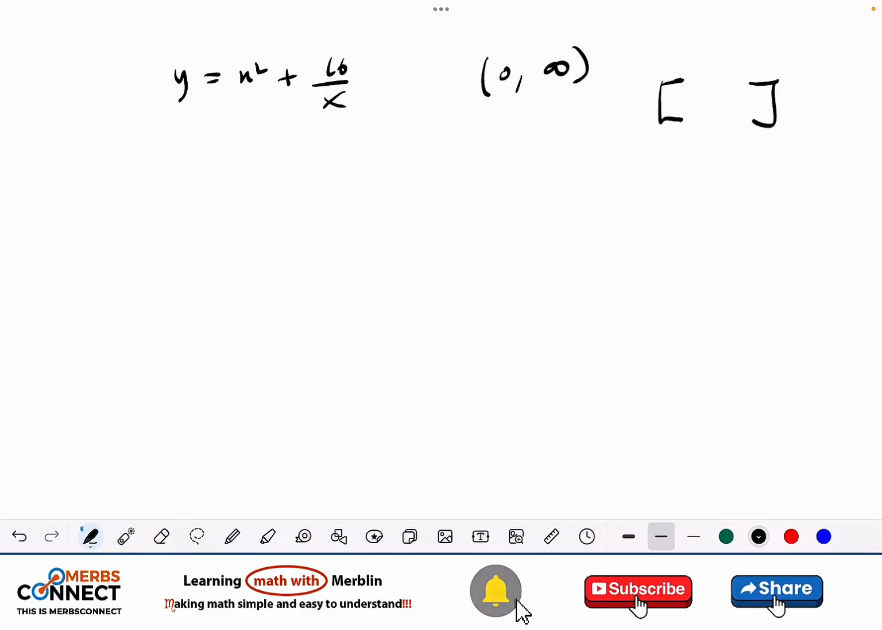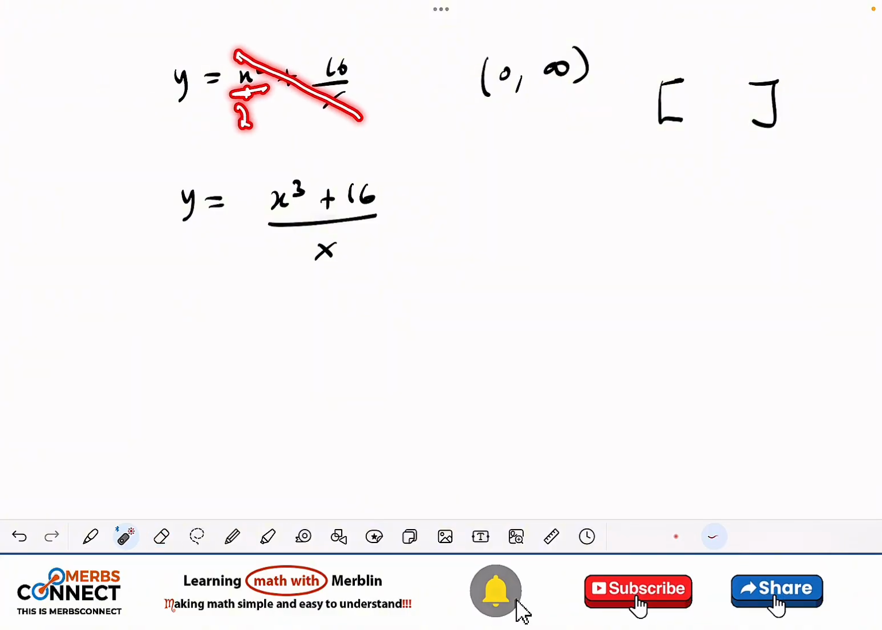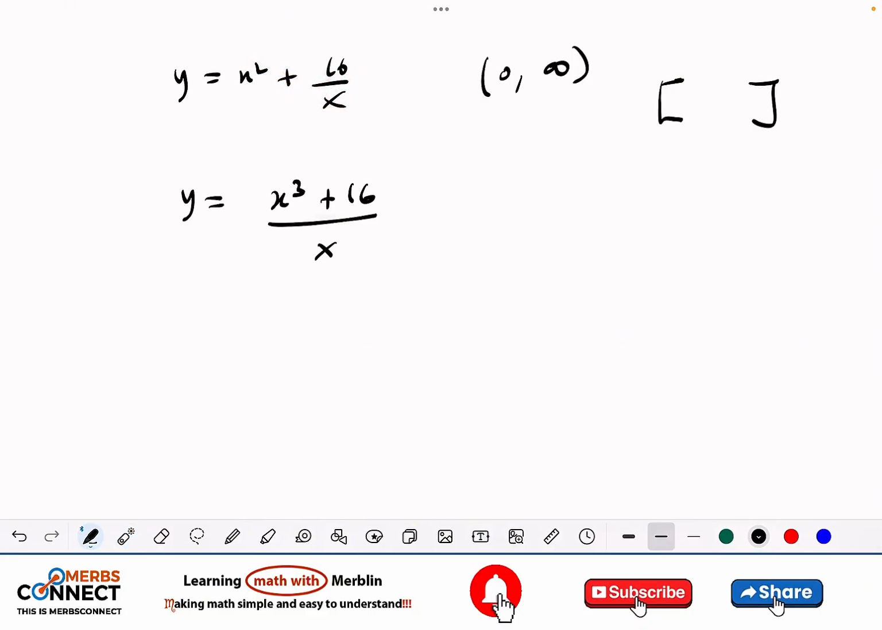So what can we do? Y can be written as x to the power 3 plus 16 divided by x. Can you see that? So this is over 1. So we are having this. Let's find the derivative using the quotient rule.